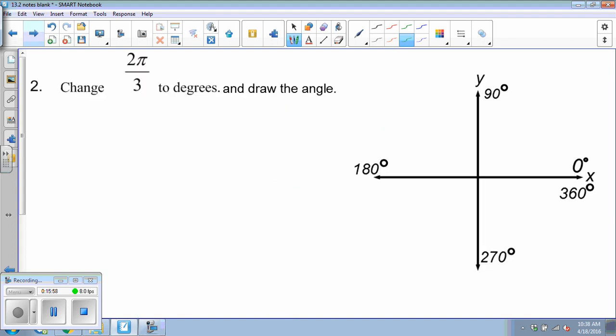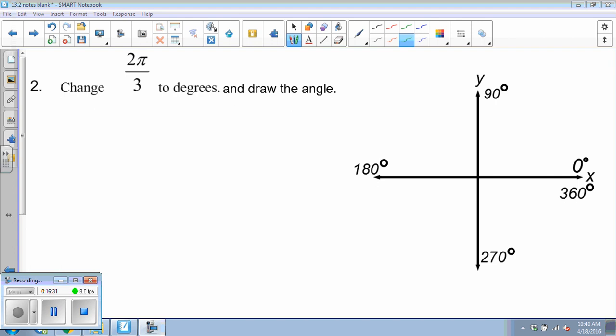Okay, this one says change 2 pi over 3 to degrees and then draw the angle. Now, if I told you to draw the angle 2 pi over 3, 2 pi over 3 is an angle measurement. It's just in radians. Unless you memorize that unit circle, you don't know where that is. But we have the ability to change it to degrees, and then we can draw where that angle belongs. So take 2 pi over 3, change it to degrees. Did y'all change it to degrees? What'd y'all get? 120. Good.